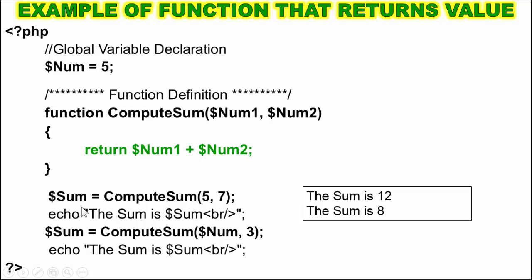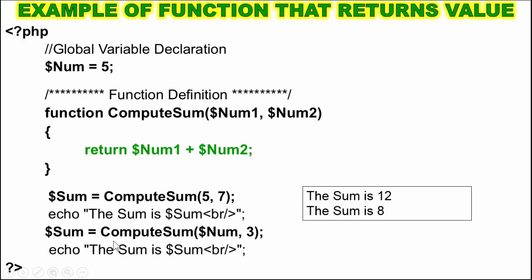The line $sum is equal to computesum(5, 7) will pass the two constant values as passed by value. The formal parameter variable $num1 receives the value 5, while the formal parameter $num2 receives the value 7. The return statement computes the sum 5 plus 7 equals 12. Thus, the $sum receives the return result of 12.